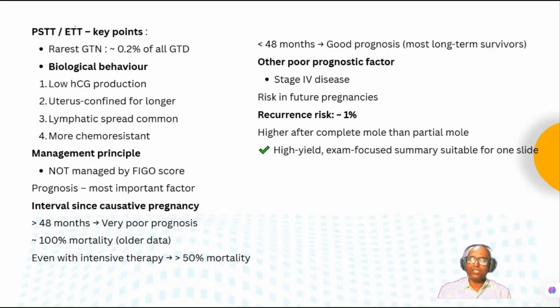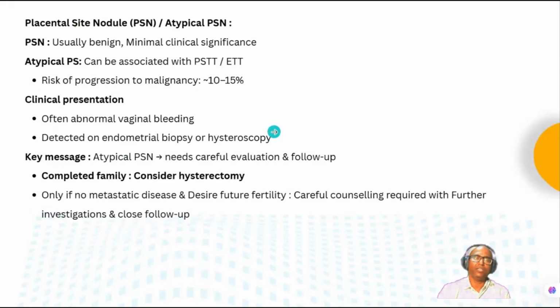However, overall incidence of the PSTT and ETT is less. They are contributing only 0.2% of all GTDs. Okay. And the recurrent risk is 1%, higher after complete mole than the partial mole. This is about the overall, not only the PSTT and ETT. This recurrent risk of the GTD, it is higher after complete than the partial mole. Okay. So they can ask you the recurrent risk of the GTD. Okay. It is 1%.